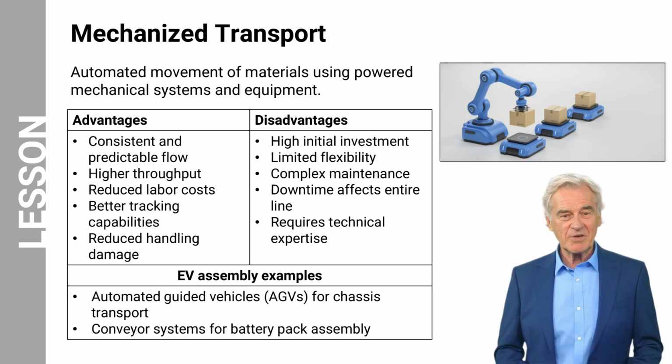However, mechanized transport requires substantial upfront investment and ongoing technical expertise for maintenance. The system's limited flexibility and the fact that downtime can affect the entire production line are notable operational challenges. These characteristics make mechanized transport most suitable for established production processes with stable, high-volume requirements, particularly in critical areas like battery pack assembly where precision and consistency are essential.